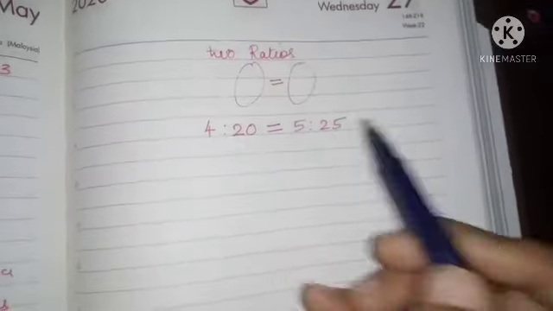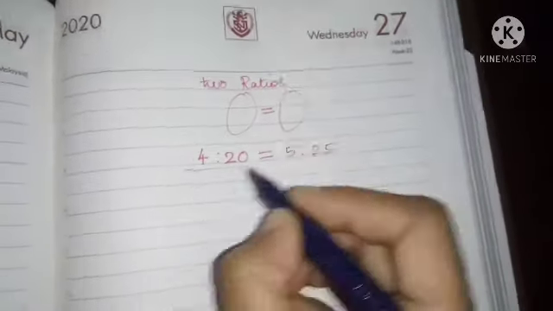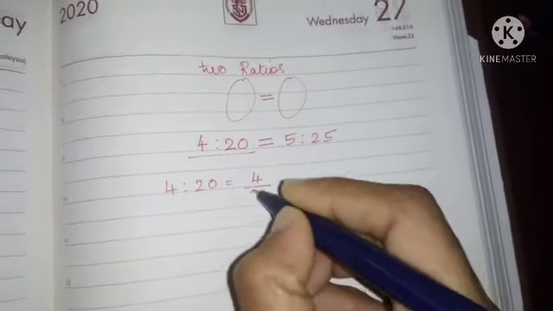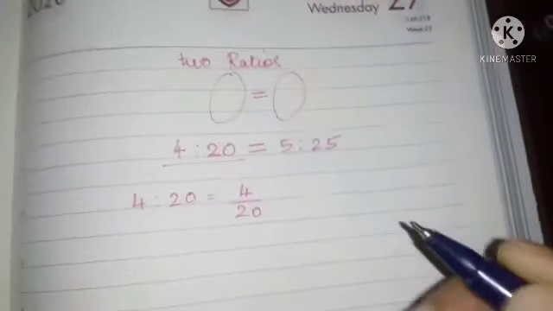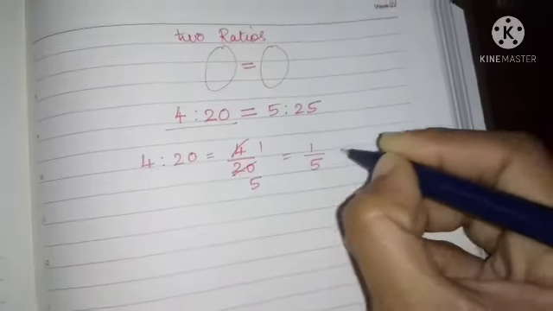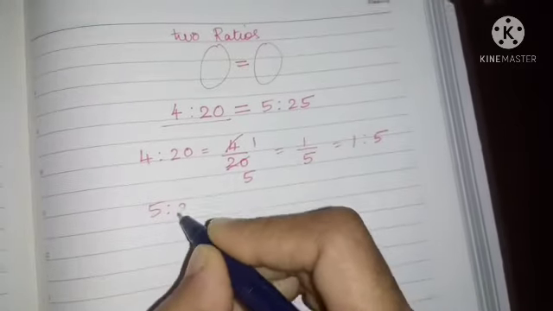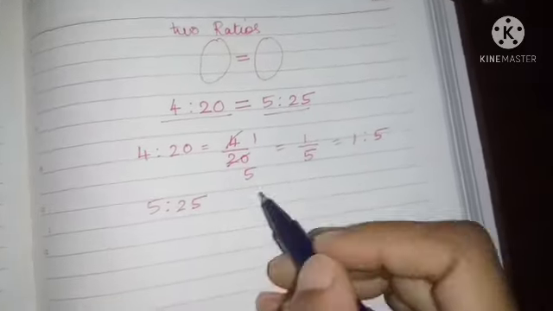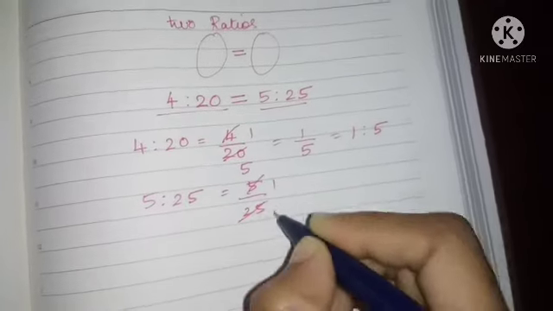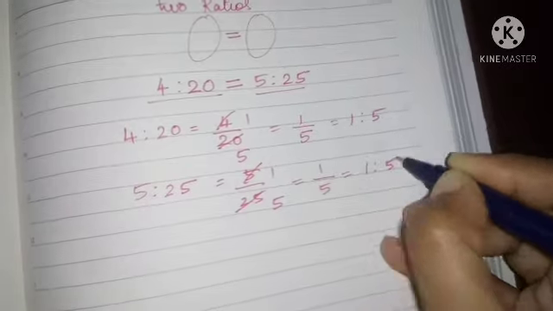See, these two ratios are actually equal. If I take the first ratio, 4 is to 20, how am I writing it? 4 by 20. Correct? 4 ones are 4, 4 fives are 20, so you get 1 by 5, which is nothing but 1 is to 5. Next, the second one is 5 is to 25, or 5 by 25. 5 ones are 5, 5 fives are 25. So you are getting 1 by 5, which is nothing but 1 is to 5.